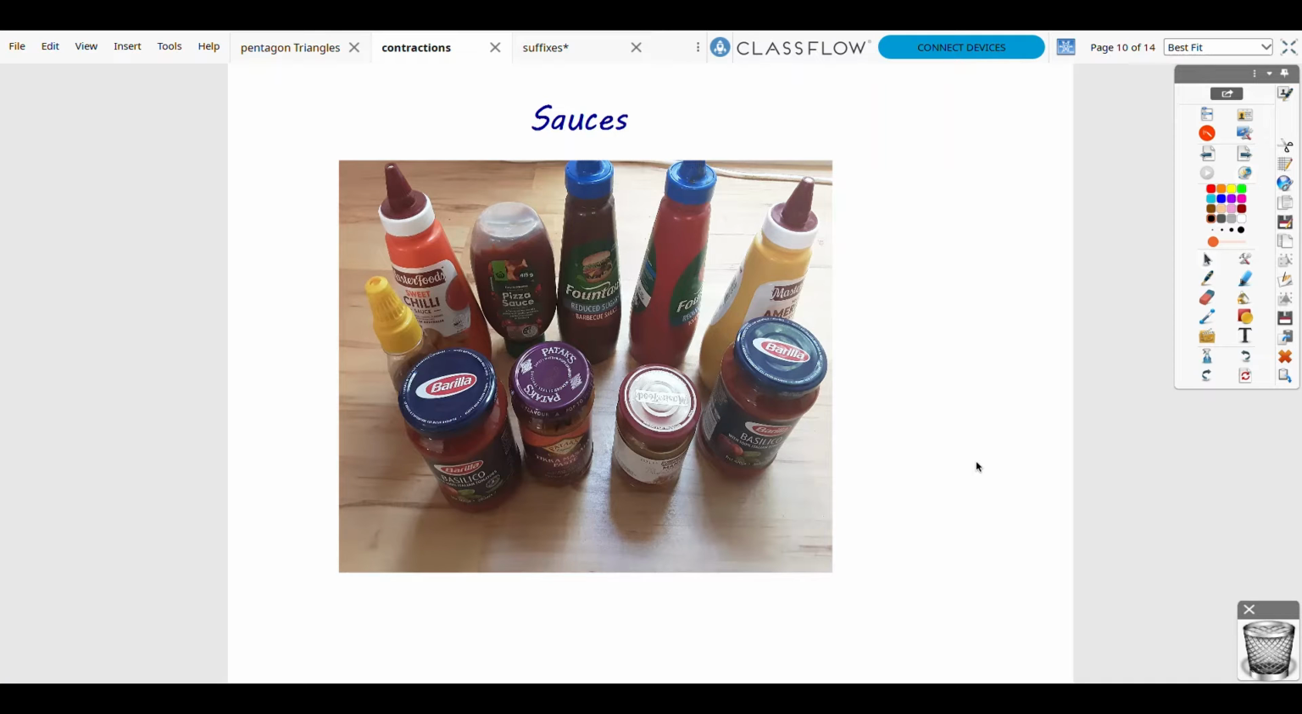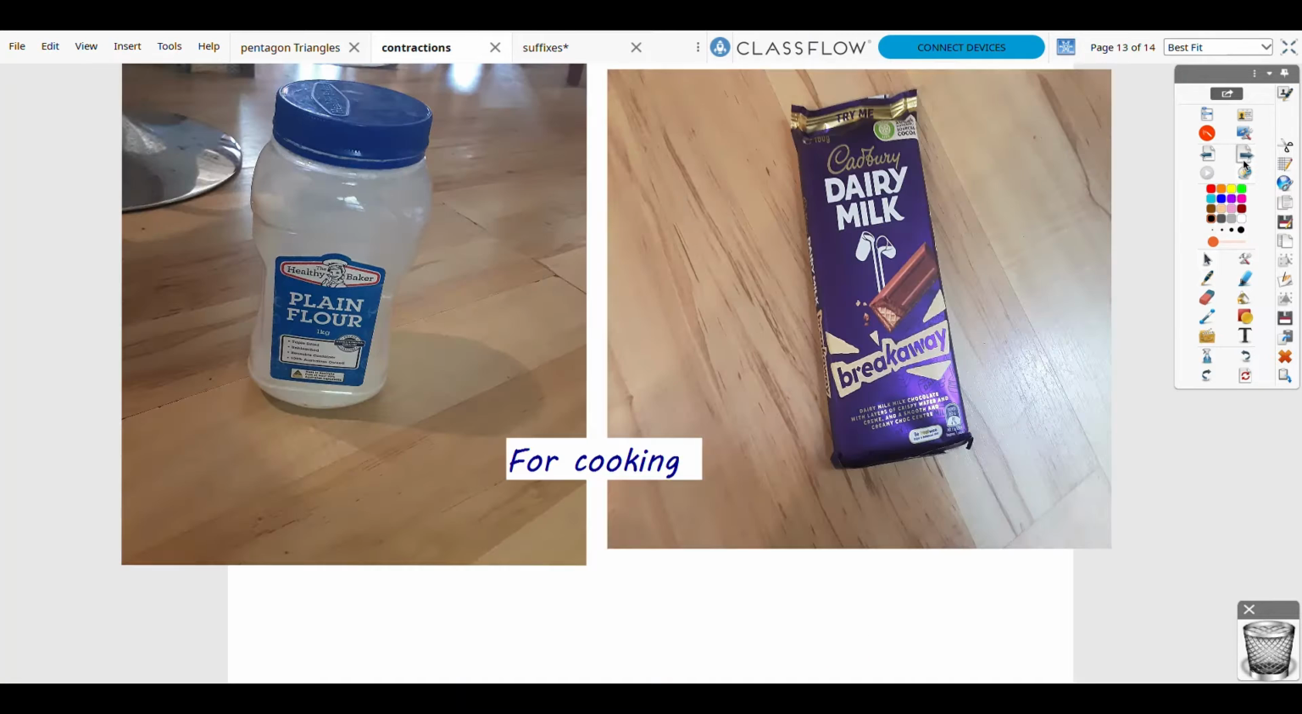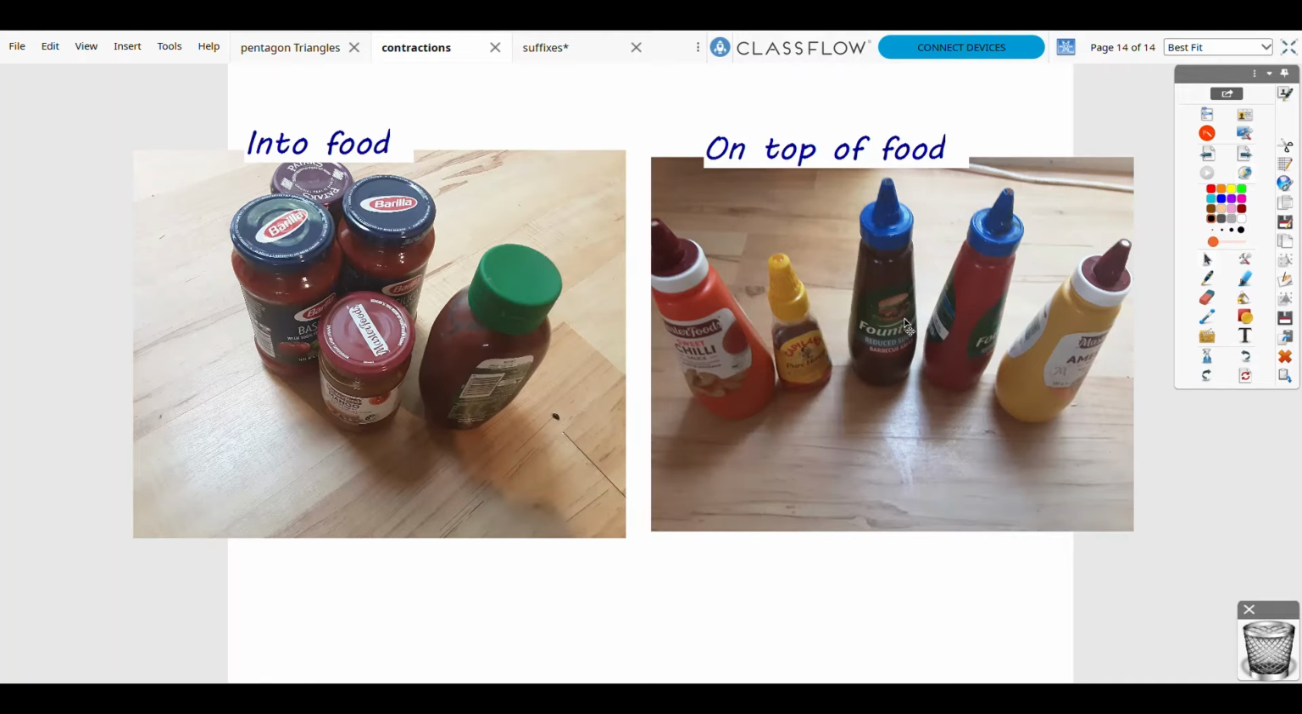So the first thing I did after looking at all the different things in my pantry, I organised them into different groups. I put all my sauces together. I then put my cereals together. I put the snacks together, for cooking, of course, the chocolates for cooking. And then I was even able to break two of my groups into parts.